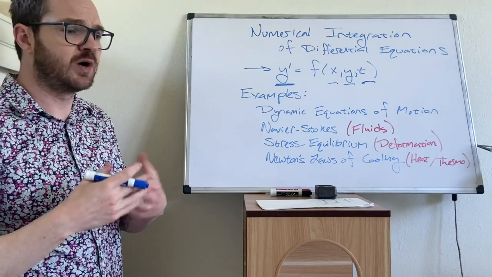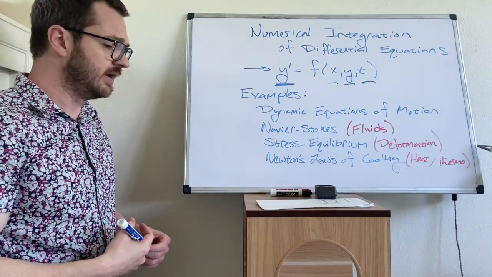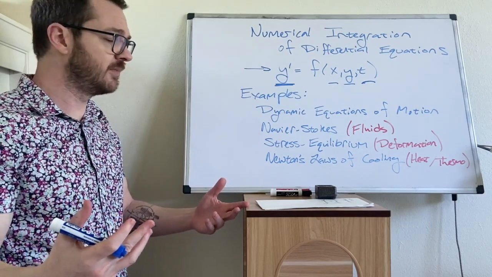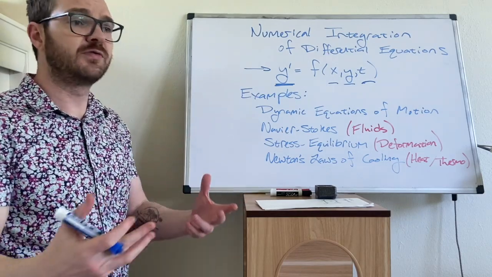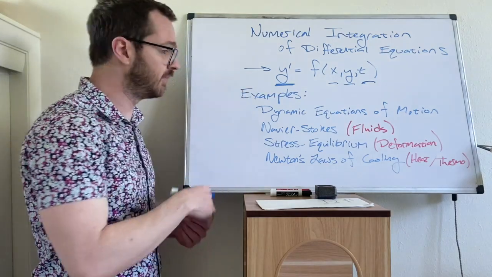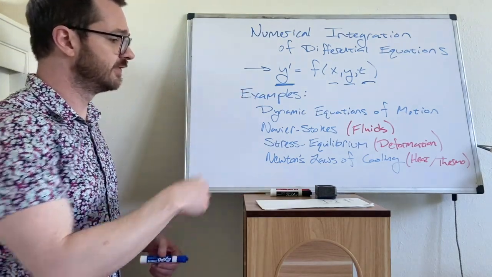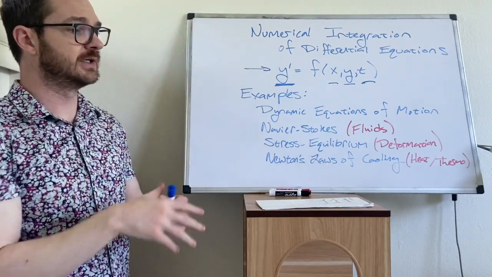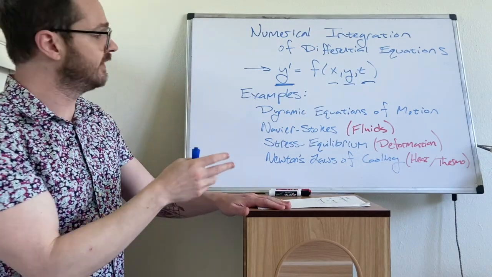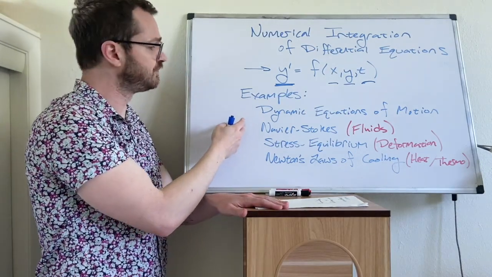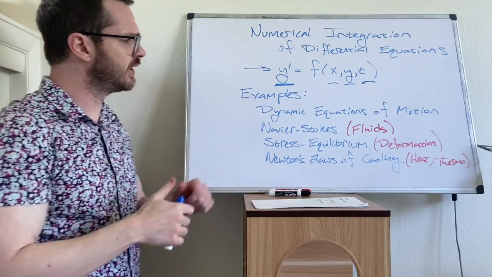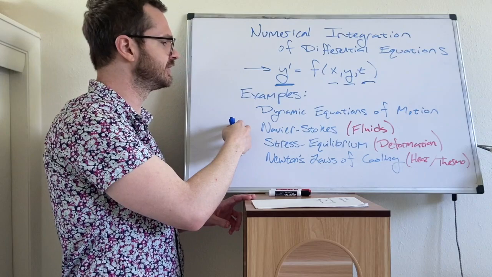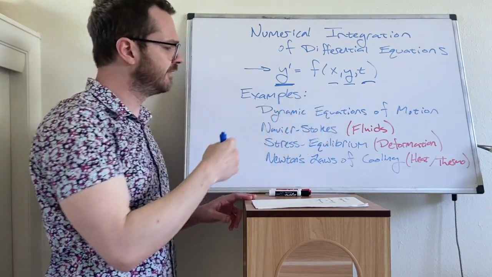Now, why do we need to solve differential equations? Well, it turns out differential equations are all around us all the time. They in fact govern the behavior of most phenomena. So just a couple of examples. Dynamic equations of motion, for example. Here's an object, and here's an object in motion. The motion of that object is governed by differential equations. Next, Navier-Stokes equations. These are actually a whole system of really nasty partial differentials, and they're used in fluids.